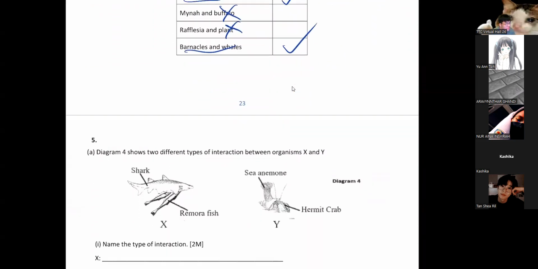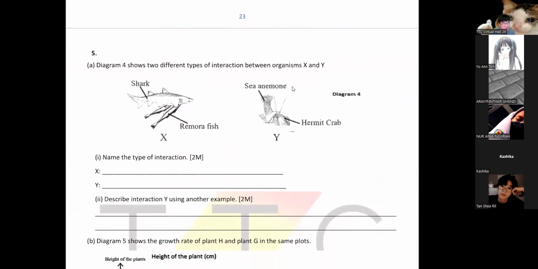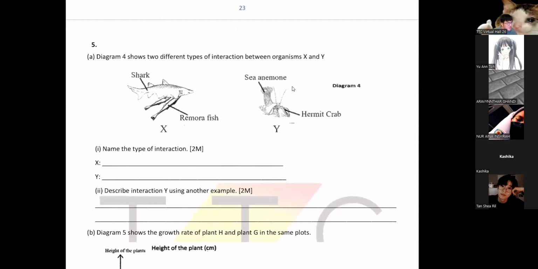Okay, so anyway, moving on, let's go to number 5. Like I say, this interaction is the only important thing in chapter 2. That's all they ask. So next, why is this remora fish so big? So ugly. Okay, so name the type of interaction. This is your commensalism.